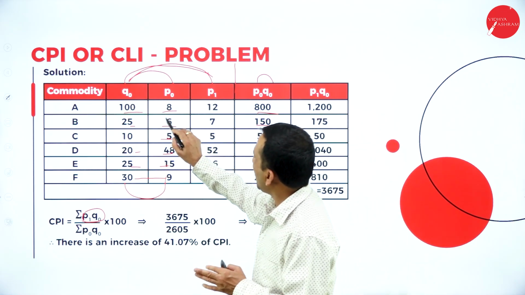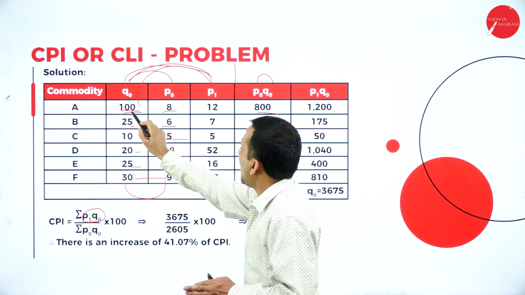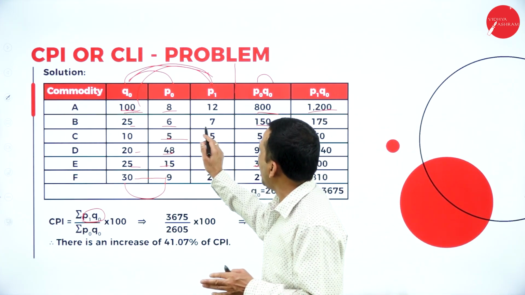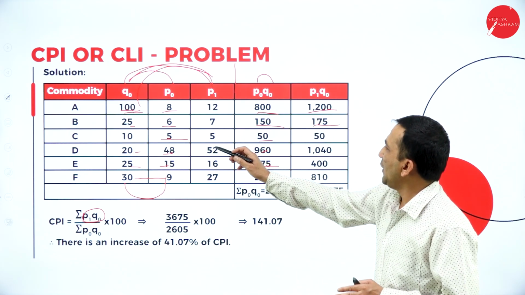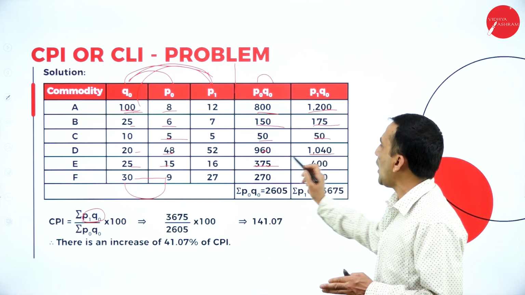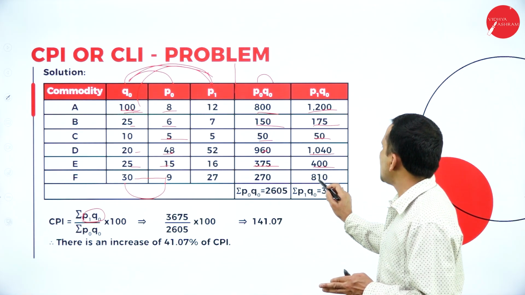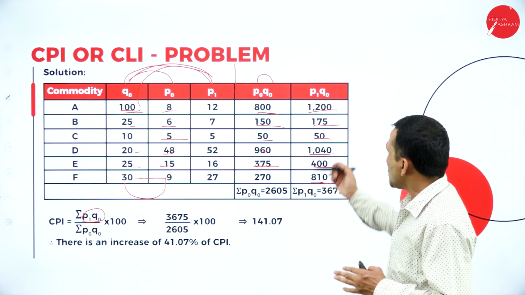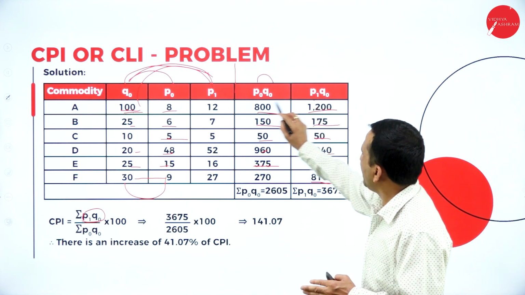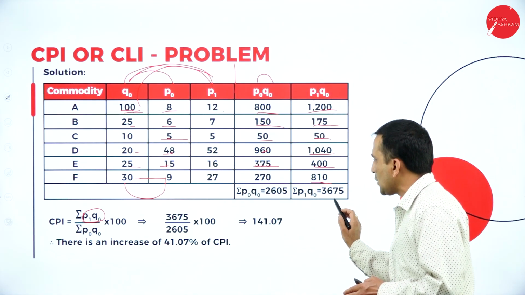Again we multiply the base year quantity with the current year price. 100 into 12, 1200. 25 into 7, 175. 10 into 5, 50. 20 into 52, 1040. 25 into 16, 400. 30 into 27, 810. After getting these values, we take the summation of P1 and the base year quantity.